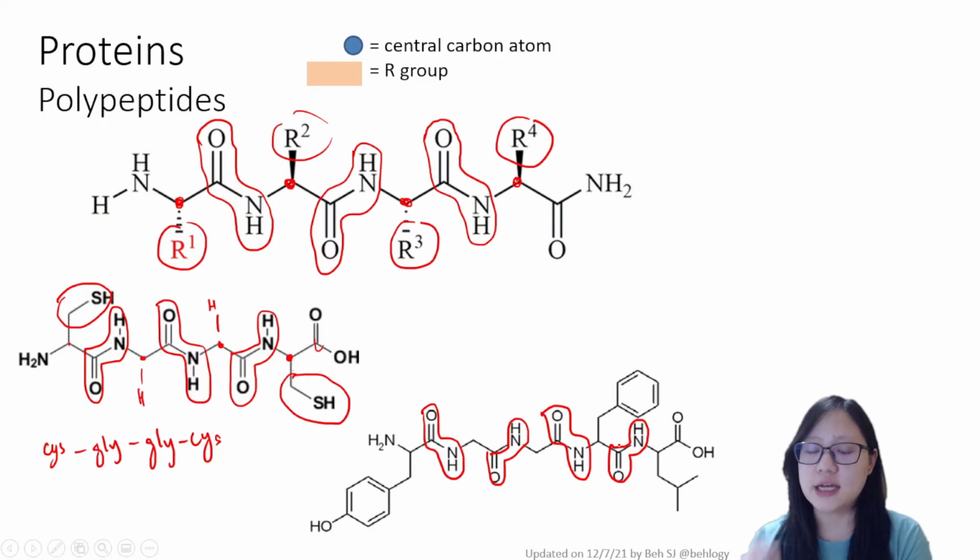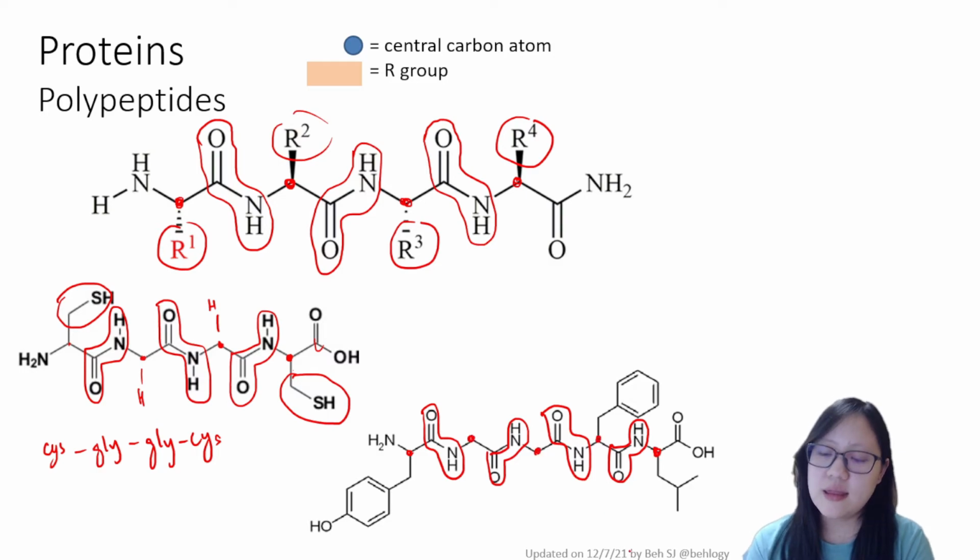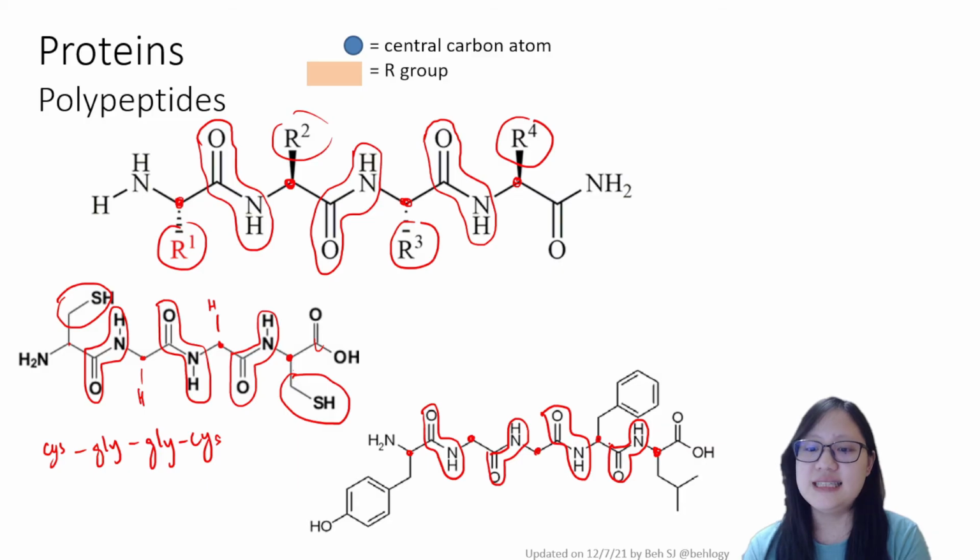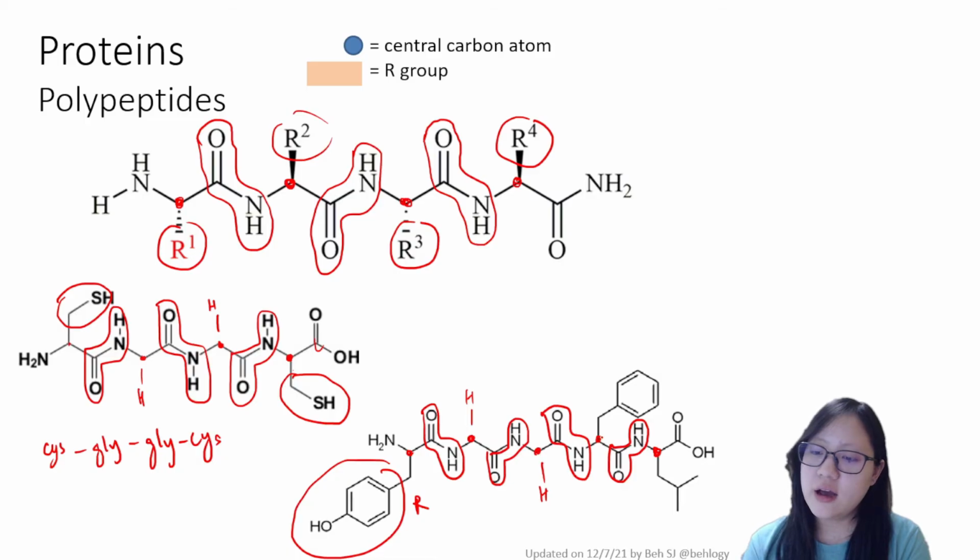Then let's look for the central carbon. The central carbon would be right beside it, here, here, here, here, and here. Now, how about the R groups? What's connected to the central carbon would be the R group. This here is the amine group, you can see here. So this must be the R group. Here, nothing is connected. It's probably a glycine, so it's an H. Nothing here, so it's an H, so the H is an R group. It's a glycine.